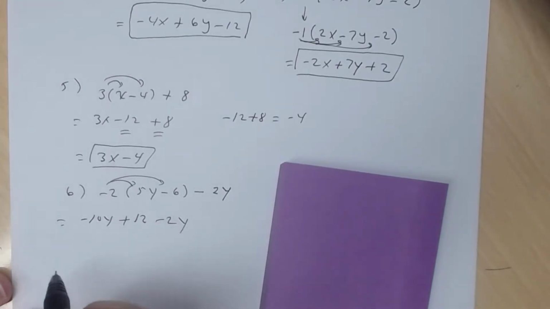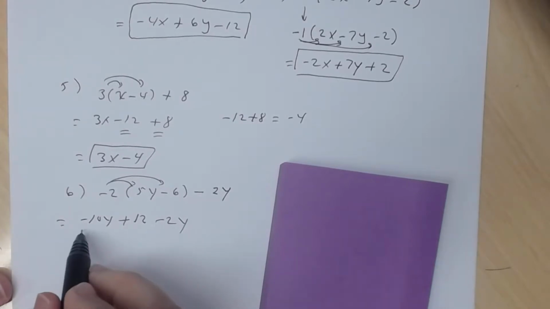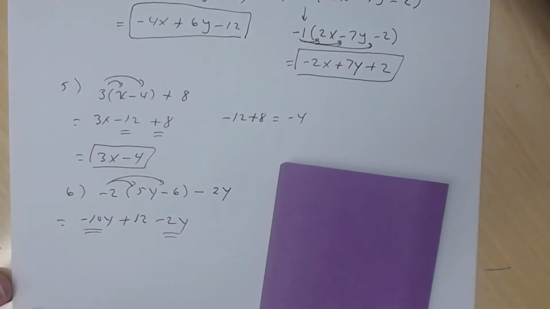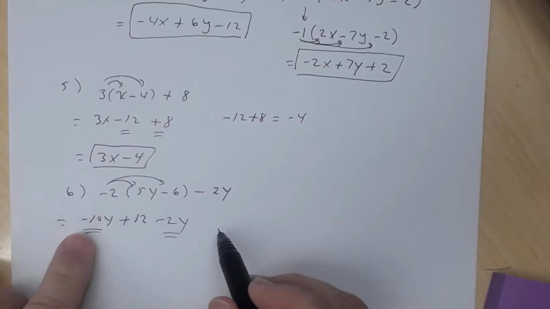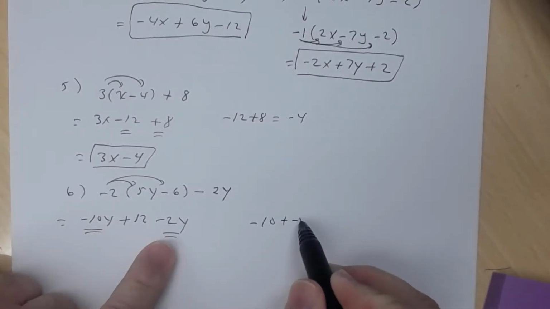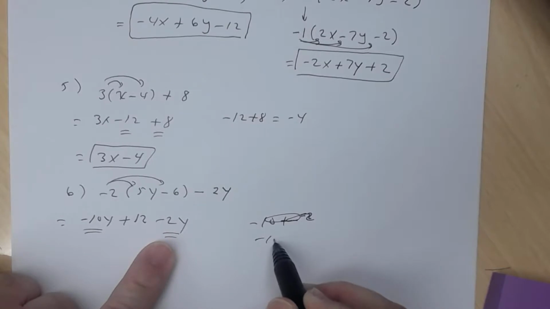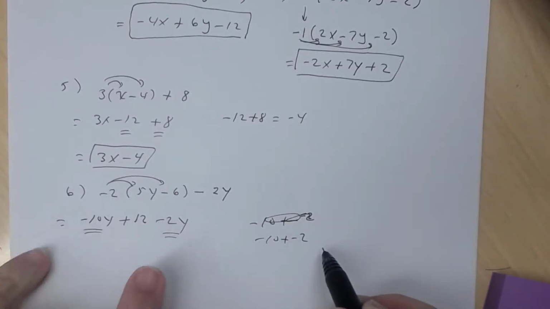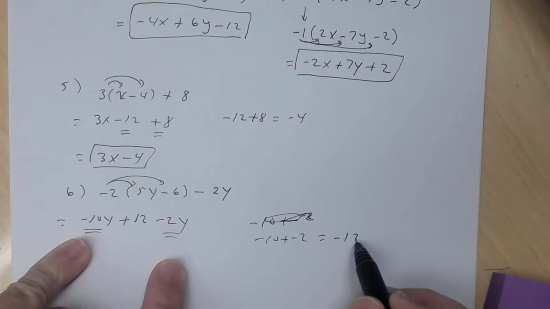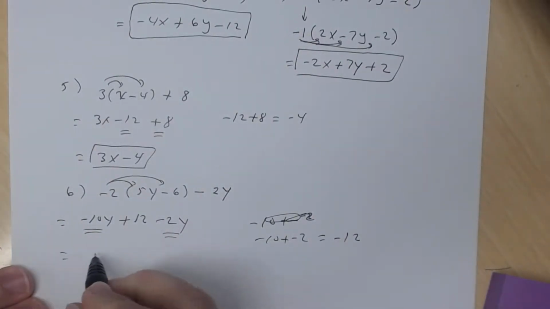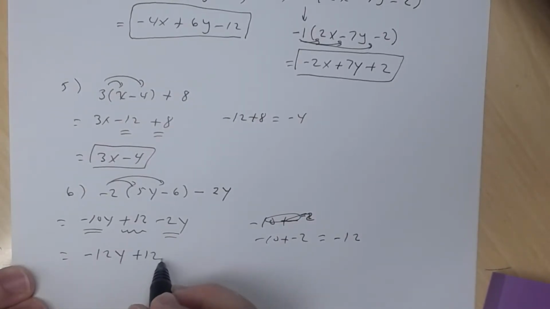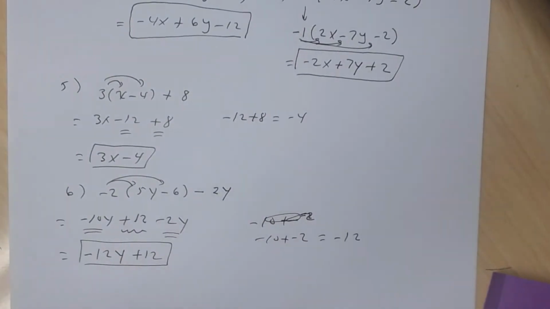Now let's think about combining those like terms. These right here are like terms because they both have the variable y, raised to the same exponent. This coefficient is negative 10, and this coefficient is negative 2. So negative 10 plus a negative 2 is a negative 12. When I combine these two terms, I get a negative 12y. And this is the only constant, so my answer is negative 12y plus 12. That's your answer. That's all you do there.